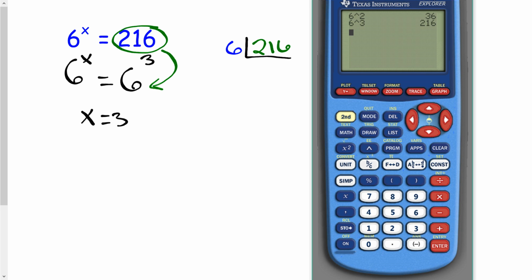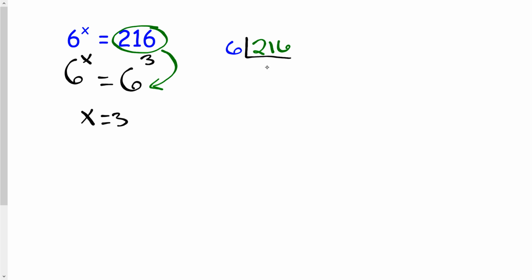Now you can open up your calculator and say, what's 216 divided by 6? Well, that's 36. So I'm going to come back over here and say, well, this is 36 here. And then I'm going to divide again. Divide by 6. Well, what's 36 divided by 6? Well, that's 6.